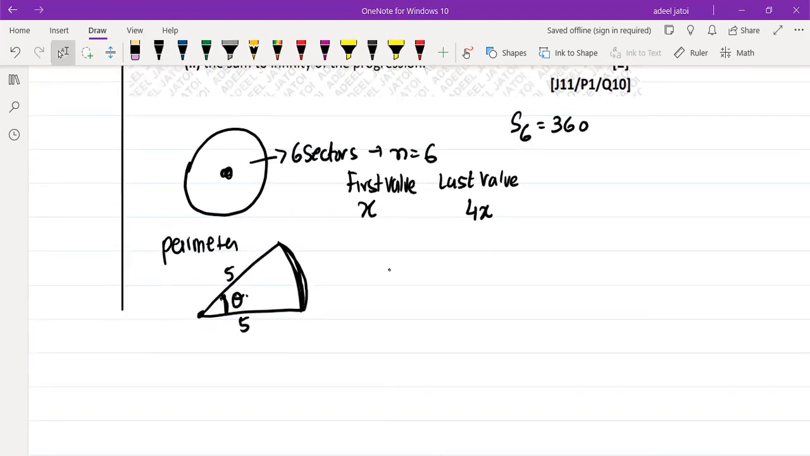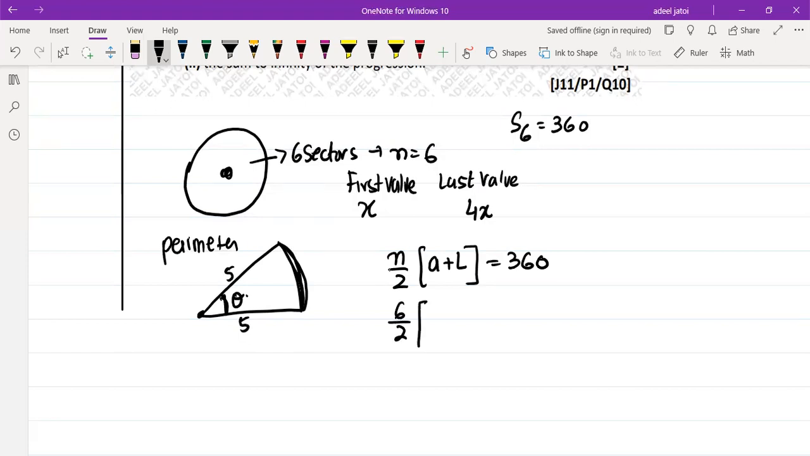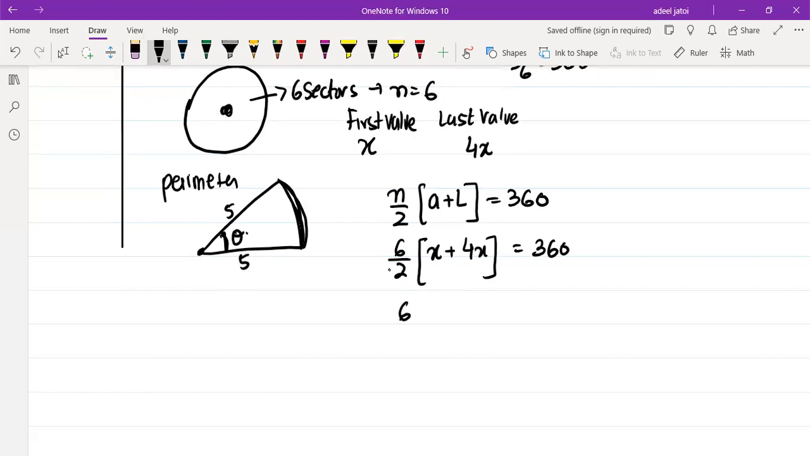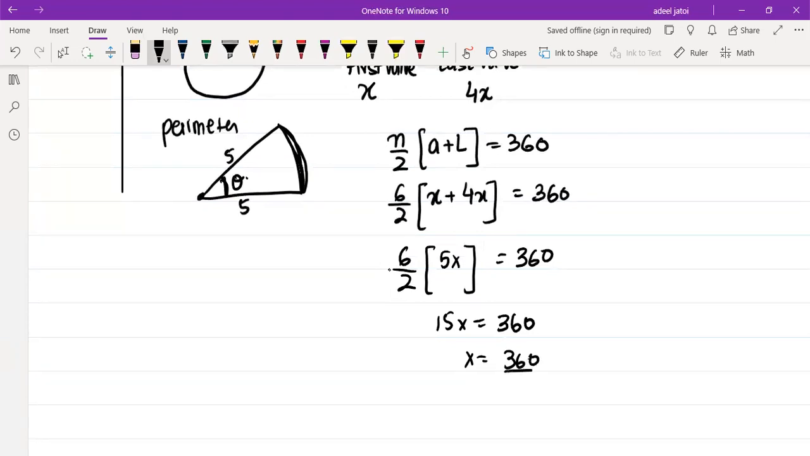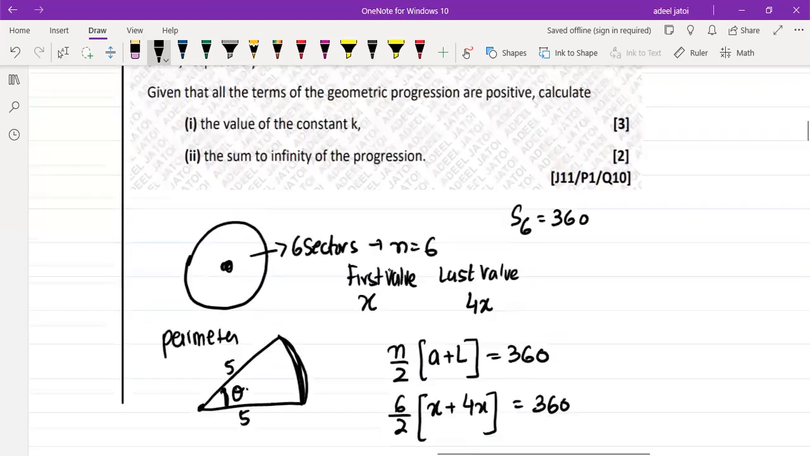So if I need to find the value of x, what I need to do is n upon 2 times a plus l, and this should be equal to 360. n is 6 upon 2, a is x, and the last term is 4x, which is equal to 360. So this would be 6 upon 2, which is 3 eventually. This would be 5x, and this should be 360. So 15x is equal to 360. x is 360 divided by 15. x becomes 24. So this x is the angle.